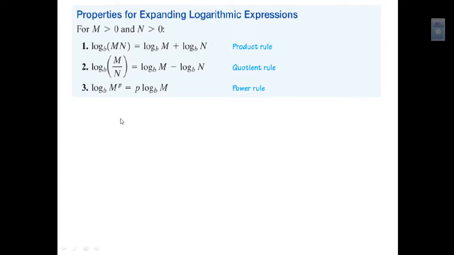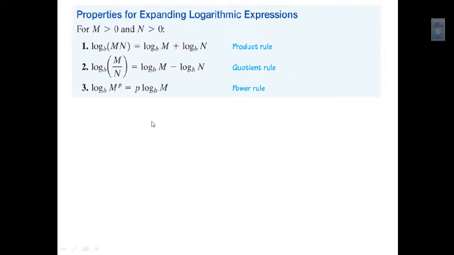All right, so here's just a review of the properties for expanding the logarithm expressions. We've got the product rule, quotient rule, and the power rule. And once again, just from that last one, remember, it has to be the log of a product, and it's expanded into the sum of two logs. You can't have the log of a sum and expand that in any way.